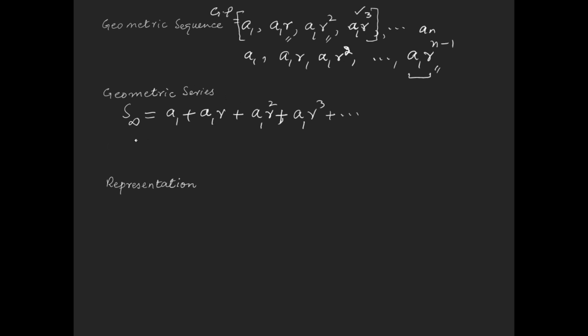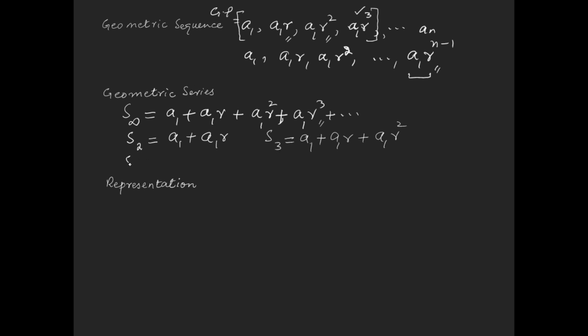If we make it a finite geometric series, suppose we take two terms and write those two terms in sum form, then this is a geometric series of two terms. If we write three terms, then we write S3, that is a1 plus a1r plus a1r square. So this is a finite geometric series of three terms. If we write four terms up till this point, then this will be a geometric series of four terms.